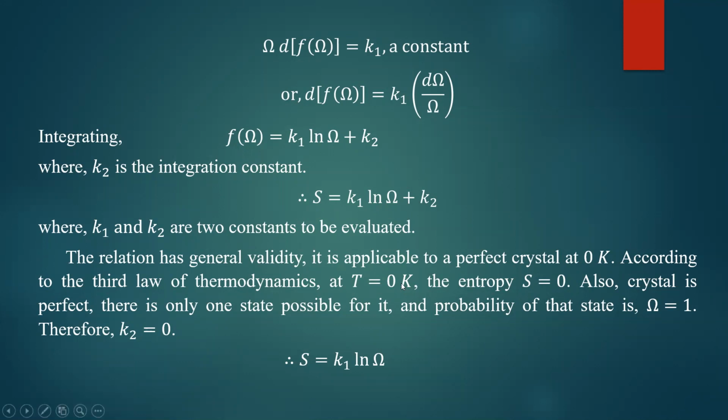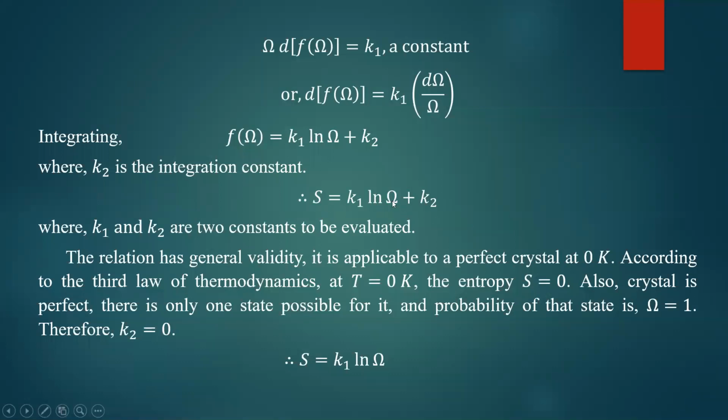So at a temperature T equal to 0, entropy is 0. That means the crystal is perfect. Therefore, there is only one state possible for it, that is the perfect state. Therefore, the probability of that state is 100%, that is omega equal to 1. Only one state is possible. Therefore, at T equal to 0, entropy is 0 and omega is equal to 1.